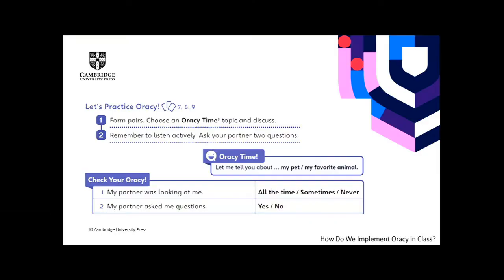But could you please have, first of all, that one. When you just have this kind of activity, you can understand whether your partner was looking at you or not. This is just the checking tool of the Oracy. So you can understand whether they look at you all the time, sometimes or never. Or your partner asks you a question, yes or no. So these are the sample activities of Oracy that you can use in your classroom with changing the topics and activities.